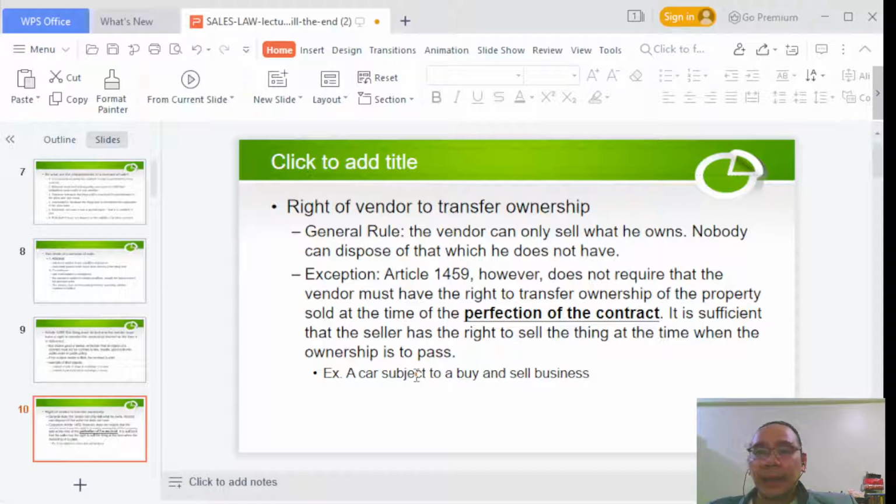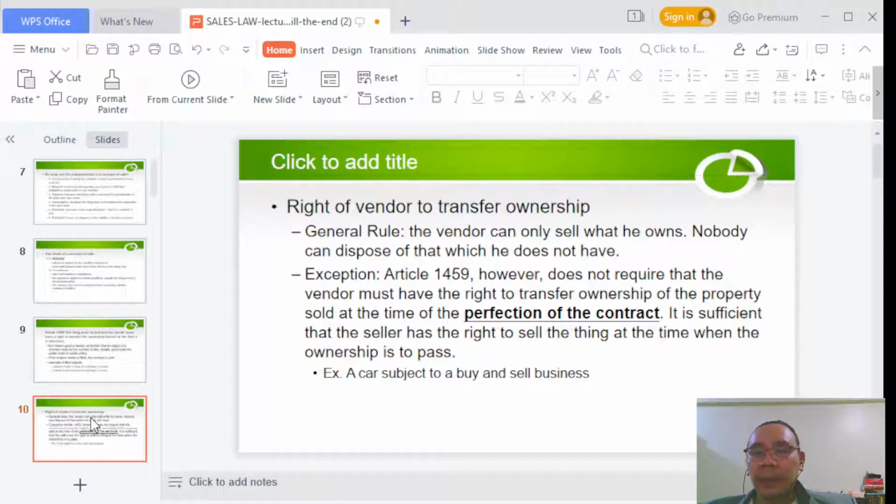So, ang example niyan is a car subject to a buy and sell business. So, for instance, may isang tao, ang negosyo niya is buy and sell. So, ngayon, ang kotse, nabili niya na dun sa isa pang tao. Okay? So, halimbawa, sabihin natin, si A, nasa negosyo siya ng buy and sell. Bumili na siya ng car kay B. Pero yung sasakyan niya, hindi pa napupunta sa kanya, hindi pa na-deliver. Pero, habang hindi pa na-deliver sa kanya yung sasakyan, binenta niya na kay C. Okay? So, at the time na binenta niya kay C, hindi pa naman siya yung absolute owner ng sasakyan. O, valid ba yung contract? Ang sabi, pwede naman, valid.